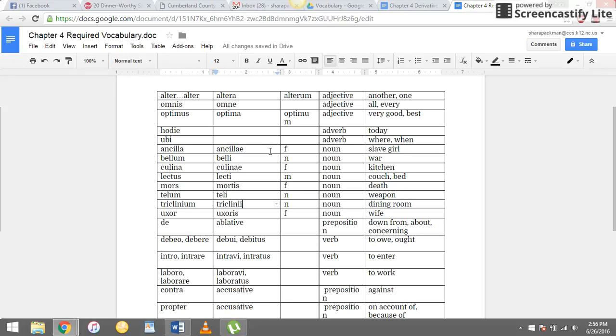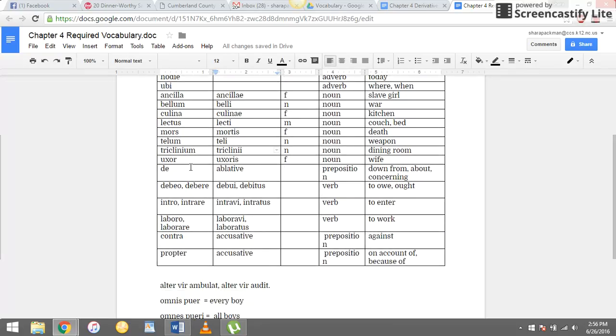Please notice for the first time you have a neuter noun here, and a neuter noun here, and a neuter noun here. You don't need to worry about it right now, but what you do need to remember is that these neuter nouns belong to second declension, and they decline pretty much like any second declension noun. So you can tell that lectus, lecti is a second declension noun. It will decline just like bellum, tellum, and triclinium for now.